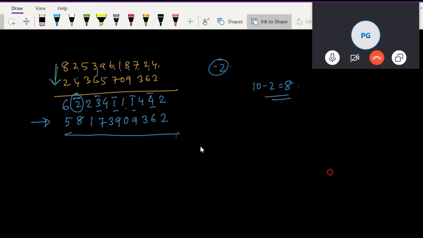Next we will do some multiplication. Okay, so tell me, how do you multiply 96 into 91? What is the answer? 8736.